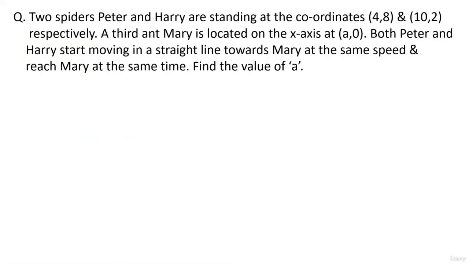Okay. Two spiders, Peter and Harry, are standing at the coordinates 4, 8 and 10, 2 respectively. A third ant, Mary, is located on the x-axis at A, 0. Both Peter and Harry start moving in a straight line towards Mary at the same speed and reach Mary at the same time. Find the value of A.